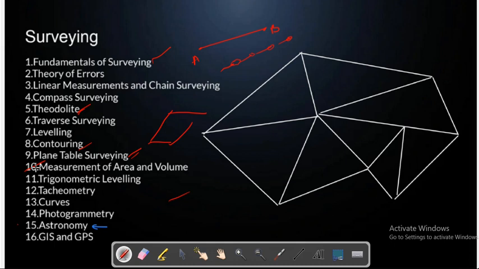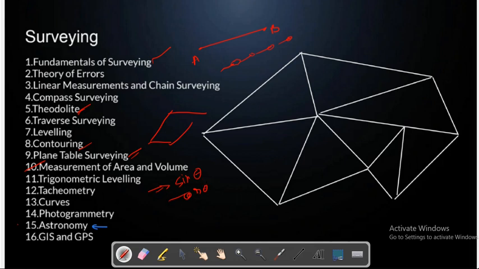Then we will have another important topic, that is called trigonometric leveling. In trigonometric leveling, we will use functions like sin theta and cos theta. With the help of these functions, we are able to measure unknown distances or unknown angles. So trigonometric ratios will be used for evaluating the elevations.